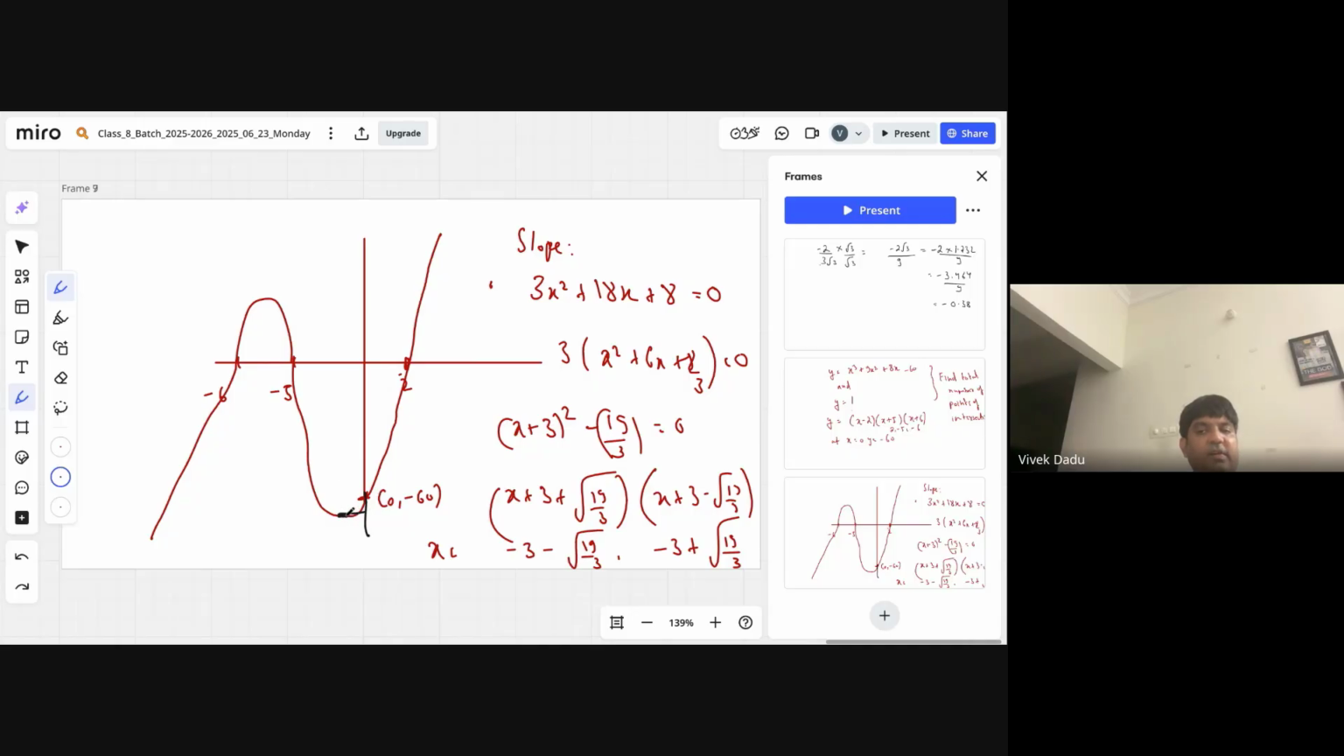No. First case, it's less negative, because it's lying between 0 and minus 5. Second case, it's lying between minus 5 and, so which is more negative? Second one. So which of the x values should you take, for this one or this one? This one, because this is more negative. How can you say this is more negative? This is minus 3 minus root 19 by 3, and this is minus 3.